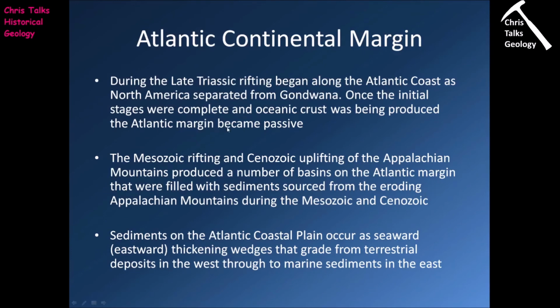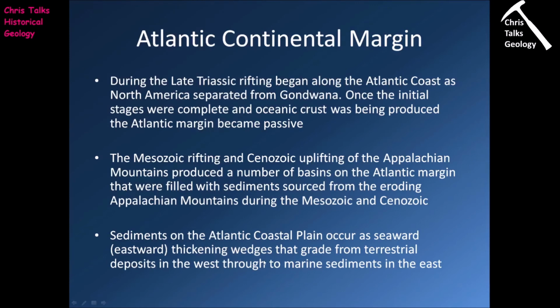So in terms of the Atlantic continental margin, during the late Triassic, obviously we know this margin was an active rift. However, once rifting had finished, it became a passive continental margin. So the Mesozoic rifting and Cenozoic uplift of the Appalachian Mountains produced a number of sedimentary basins along the Atlantic margin, and these were filled with sediments that were being eroded from the Appalachian highlands during the Mesozoic and the Cenozoic. So sediments on the Atlantic coastal plain occur as seaward, so that's eastward, thickening wedges.